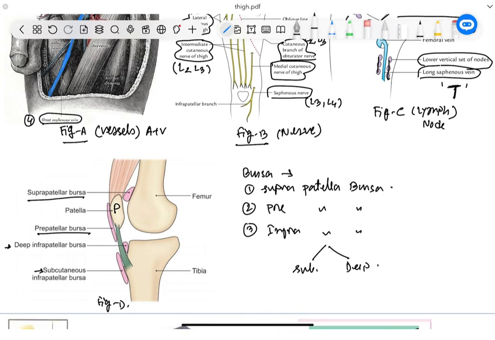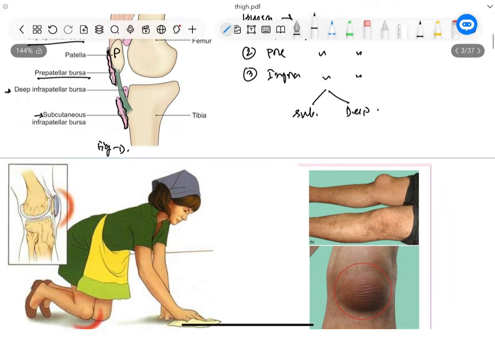Now, related to the bursa, we have to know something more also. If the prepatellar bursa or the subcutaneous infrapatellar bursa repeatedly gets inflamed due to friction, then this condition is called bursitis. So, related with the bursa, we have to know an inflammation-related condition that is called bursitis. Let us learn about that.